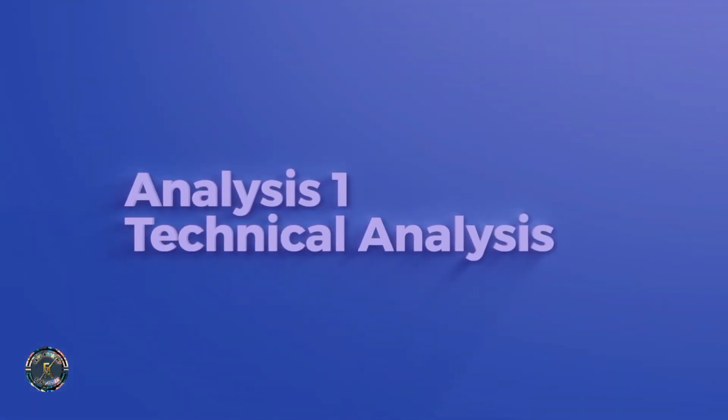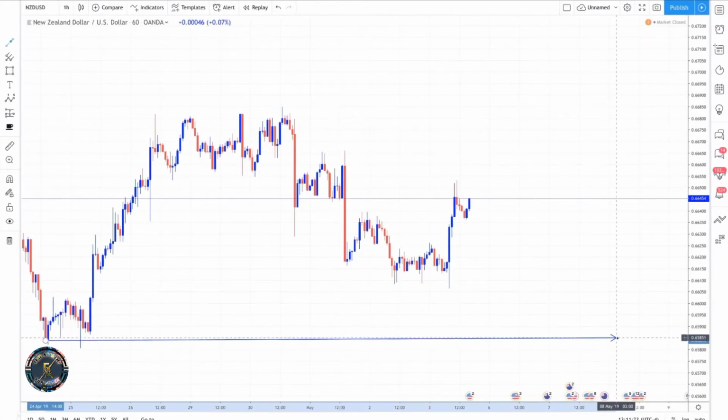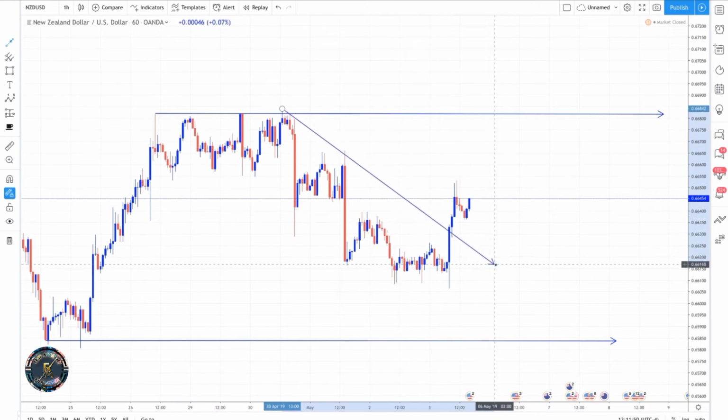Let's start with the first type of analysis. First type of analysis is known as technical analysis. Technical analysis is a combination of using things such as supports, resistance, and a combination of trend lines within the market. Now, a trader can easily put together any type of technical analysis to give a reading of where the market is going. I'm going to draw a current technical analysis.